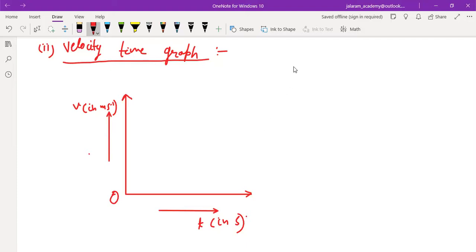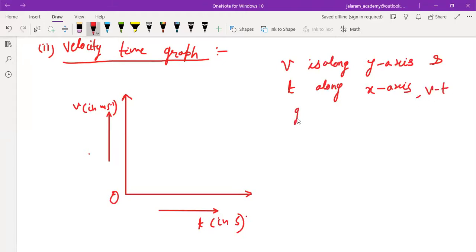If in a graph velocity is shown along y-axis and time along x-axis, the graph is called velocity time graph. Is that clear to you? Don't only copy.